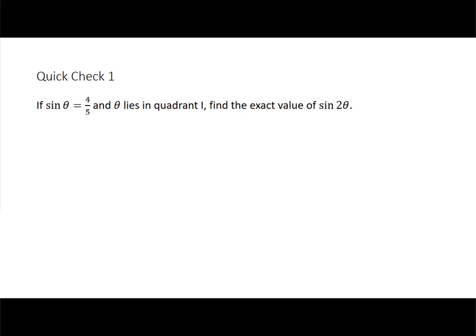Hi class, I figured I'd hop on and go over quick check 1 for 3-2 where we are talking about double angle formulas. So the question says if sine theta equals 4/5, theta is in quadrant 1, we want to find the exact value of sine of 2 theta. So this is going to require us to use a double angle formula.